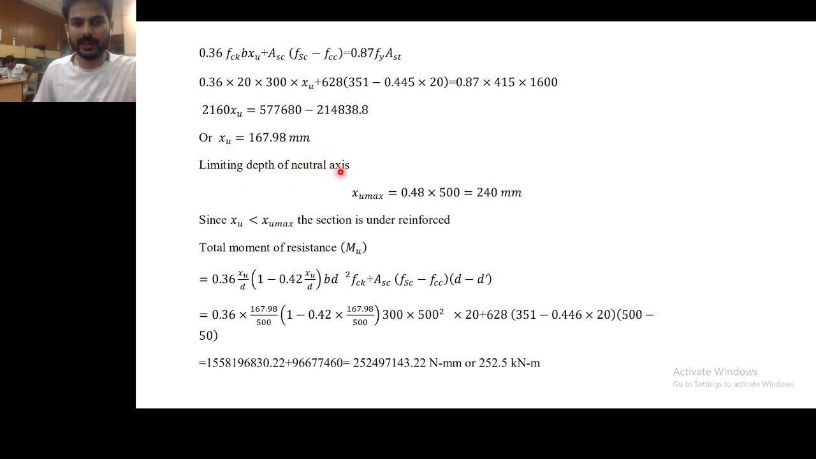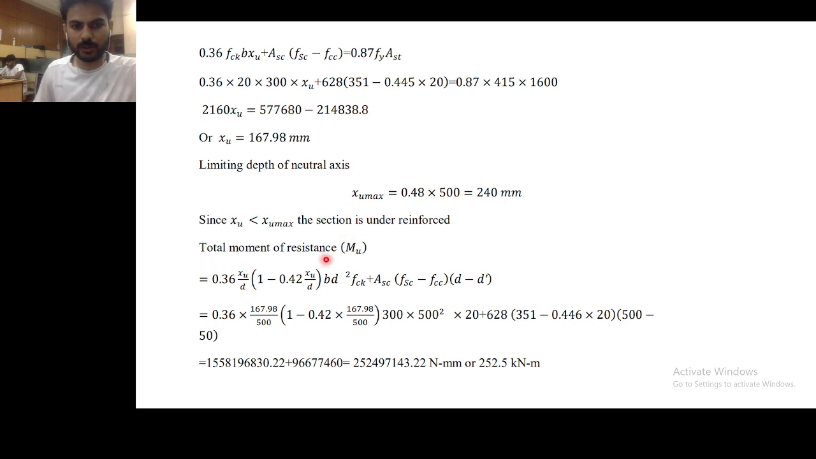So the limiting depth of neutral axis XU max in this section, because we have Fe415, XU max by D is equal to 0.48. So by that XU max will be 240. As XU is less than XU max, the section is under reinforced. So it's not over reinforced, it's under reinforced.